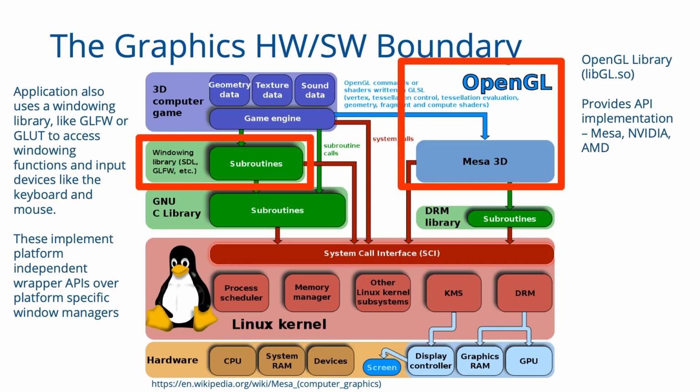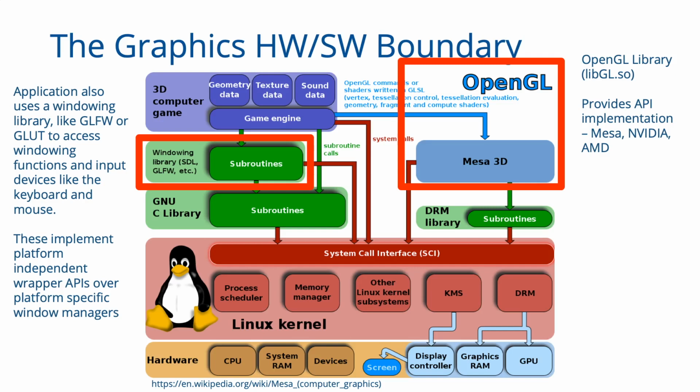So GLFW is nothing but a wrapper API over platform-specific window managers. So on Linux, it interfaces with X Windows. On Microsoft Windows, it interfaces with the Microsoft Windows windowing functions. On Mac, it interfaces with the Mac OS windowing functions and their corresponding keyboard and mouse, the routines to handle inputs from the keyboards and the mouse in those OSs.